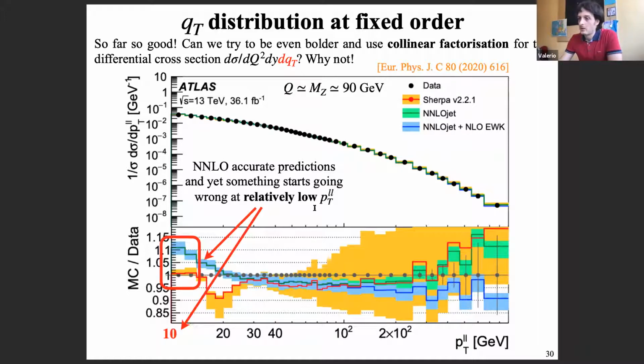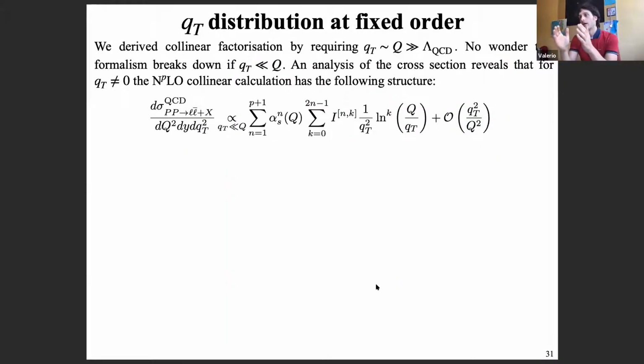So at relatively low QT, 10 GeV, and here we are at Q of the order of the Z mass, you see that the deviation between data and predictions starts getting bad. And of course, as you may guess, this gets worse and worse as you go to lower values of PT. Of course, no wonder that something wrong is happening, because we derived collinear factorization by requiring that QT is of the order of Q. If this assumption breaks down, so if QT is much smaller than Q, then something wrong happens.